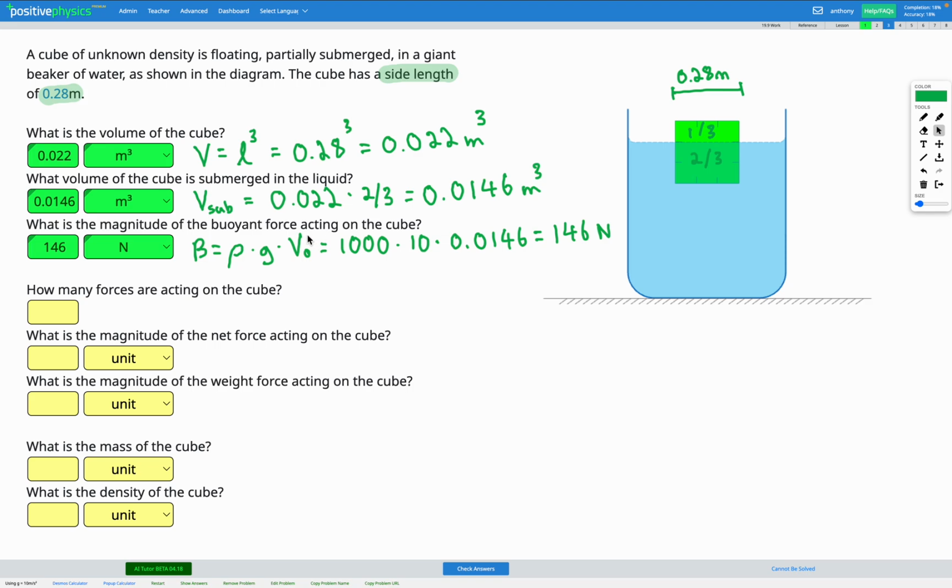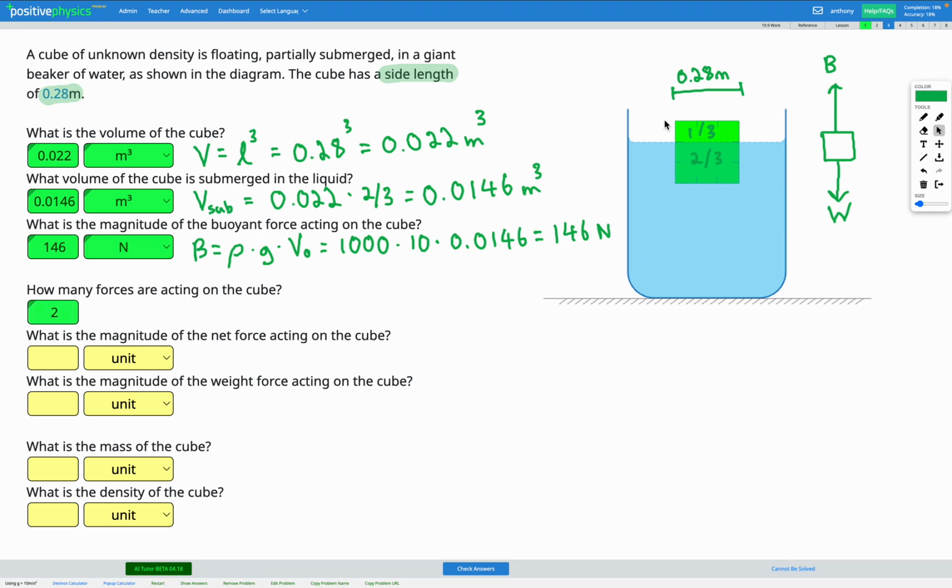Okay, so we figured out our buoyancy force. Now let's go ahead and draw a free body diagram. So here's our cube. We know we have a buoyancy force pushing upwards on our cube because it's partially submerged in water. We also know our cube has a weight because it has a mass. So we've got weight force pushing down. And in this question, that's it. We don't have any other strings attached to our cube causing any tension. We've just got two forces. So we can fill in our next question. There are two forces acting on the cube.